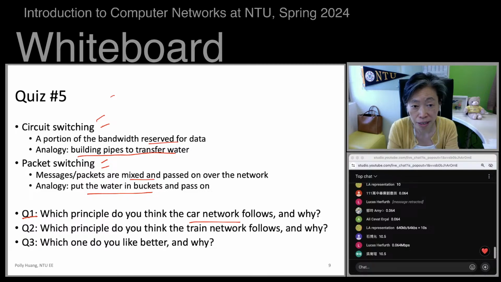Okay, so quiz 5 asks you this. Q1, consider the car network. This is the network that we are familiar with. Do you think the car network is operated based on the circuit switching principle or packet switching? What's more important is whatever you say it is, argue for why. Justify your choice. Similarly, for the train network. Q3, I'm asking you, between circuit switching and packet switching, which one do you like better? This is very subjective, of course. Think it through, pick one, and tell us why.